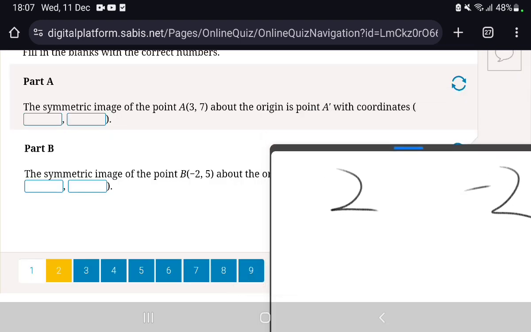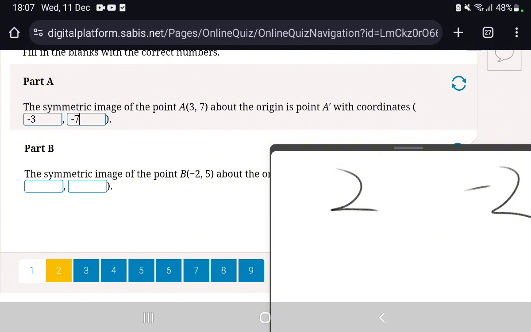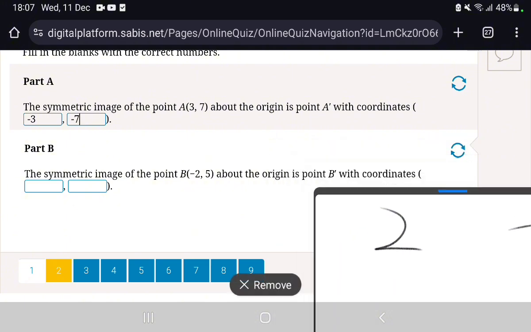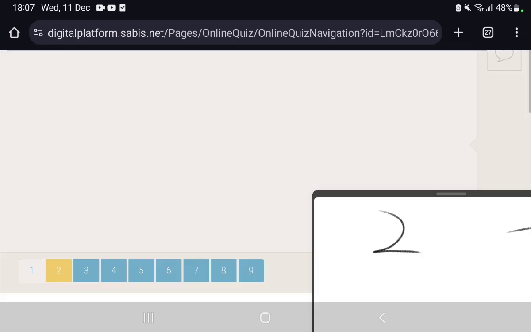Number 2. Since the image of point A is symmetric about the origin, we put the opposite of both x and y, which means the answer is negative 3, negative 7. For part B of this question, we do the same thing, but be careful, it's 2, negative 5. Number 3.